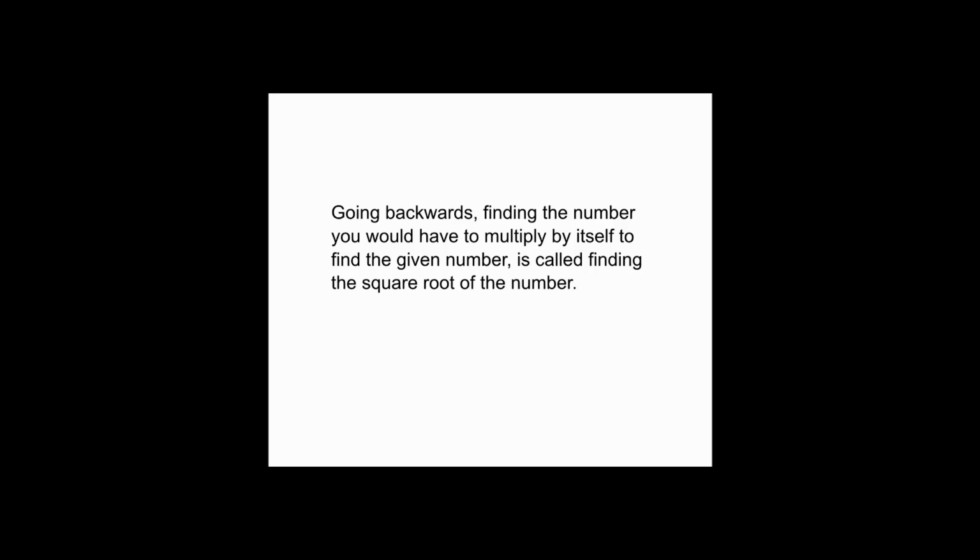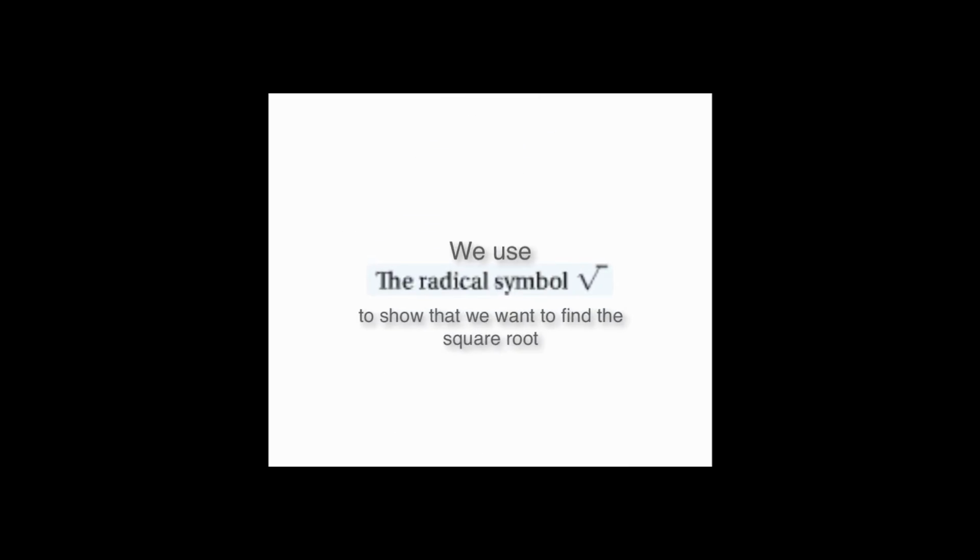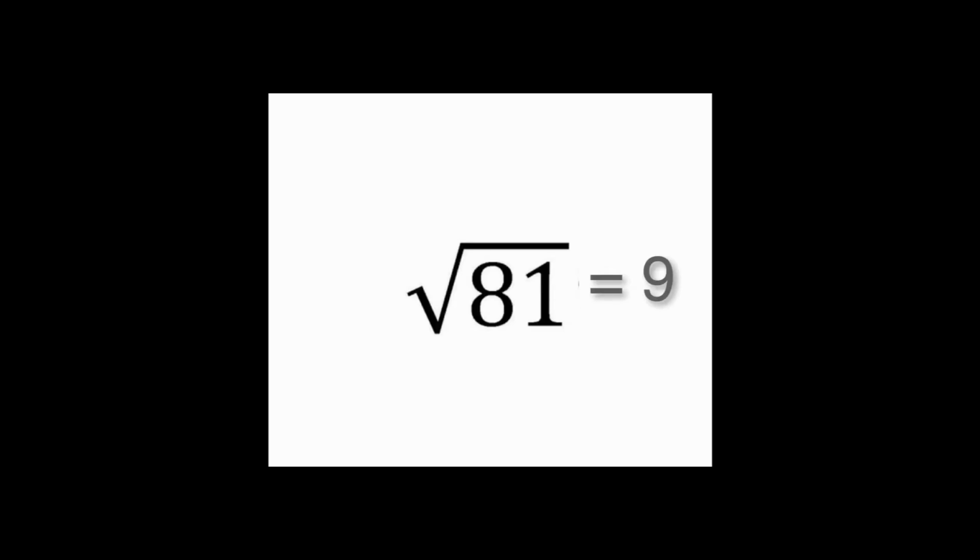Going backwards, finding the number you would have to multiply by itself to find the given number is called finding the square root of the number. We use the radical symbol to show that we want to find the square root. The square root of 81, for example, is 9, because 9 times 9 equals 81.